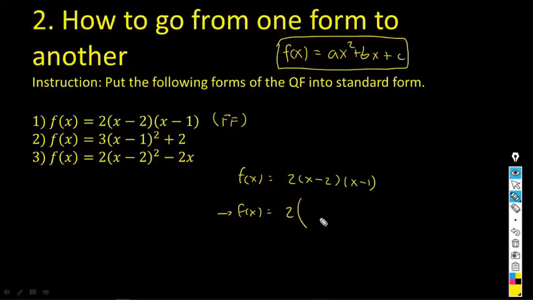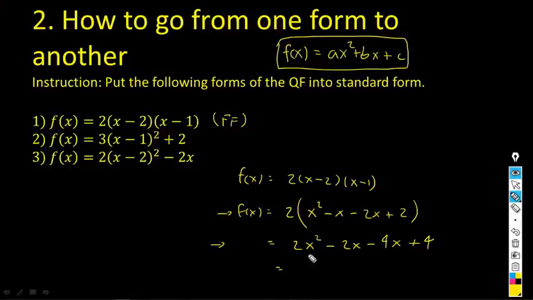I'm going to first begin with the binomials. So we have x squared, and then x times minus 1 is minus x, and then minus 2 times x is minus 2x, and then minus 2 times minus 1 gives plus 2. And then we multiply the 2 times all of this: 2x squared minus 2x minus 4x plus 4. So, it's very simple algebra, right? And then we collect like terms. This and this are like terms. So we get 2x squared minus 6x plus 4. And we are done.